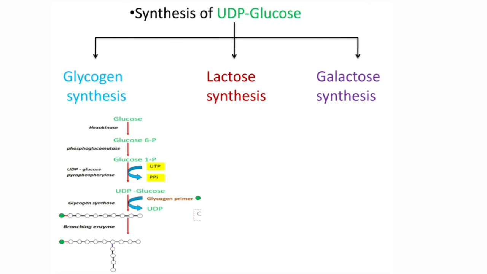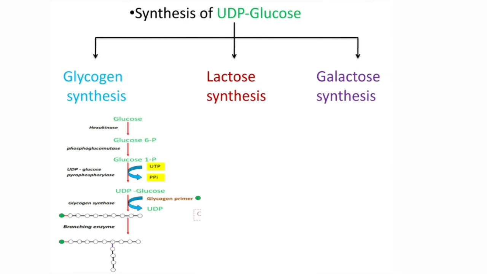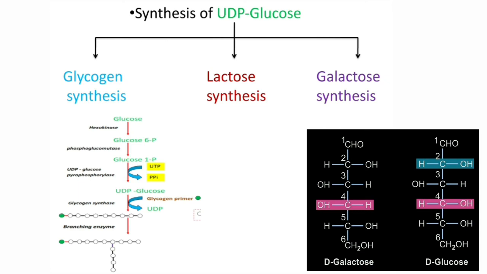UDP-glucose is also required for the synthesis of lactose, because the synthesis of lactose requires two monosaccharides: one is glucose and another one is galactose. It is required in the synthesis of galactose because glucose and galactose are C4 epimers. So by C4 epimerase, glucose can be converted into galactose.